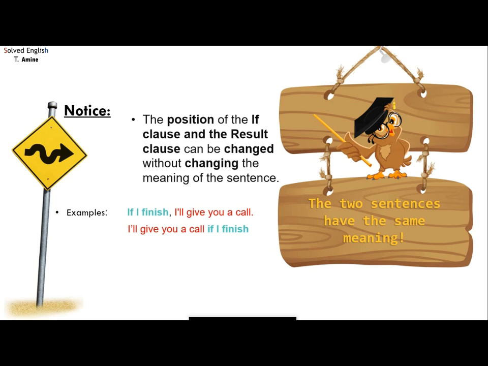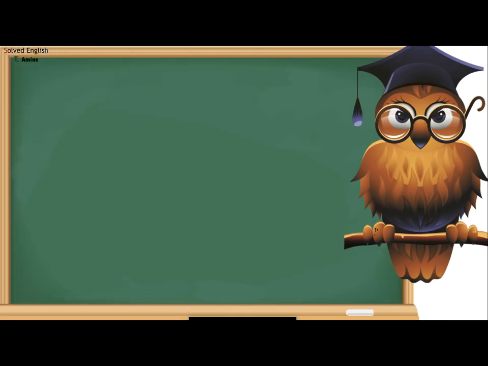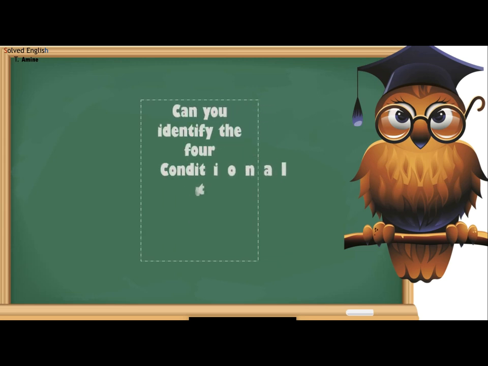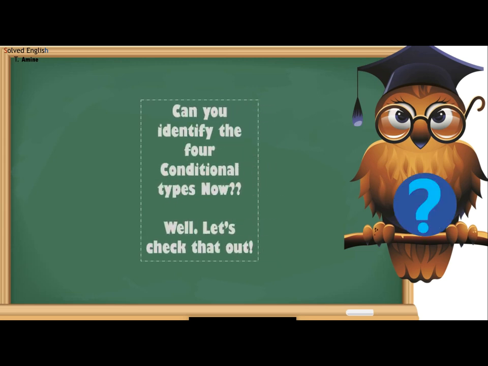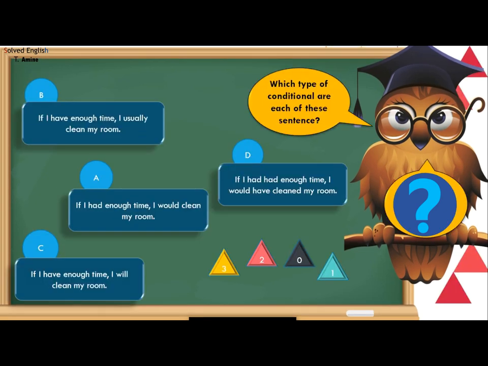Alright, now it's time to see if we can identify the 4 conditional types. Look at the following sentences, A, B, C, and D, and based on what we studied earlier about the tenses and the forms of each type of conditional, try to decide which type of conditional each of these sentences is. We will first read the sentences together, and after that, I want you to pause the video and try to decide which type of conditional each of those sentences is.